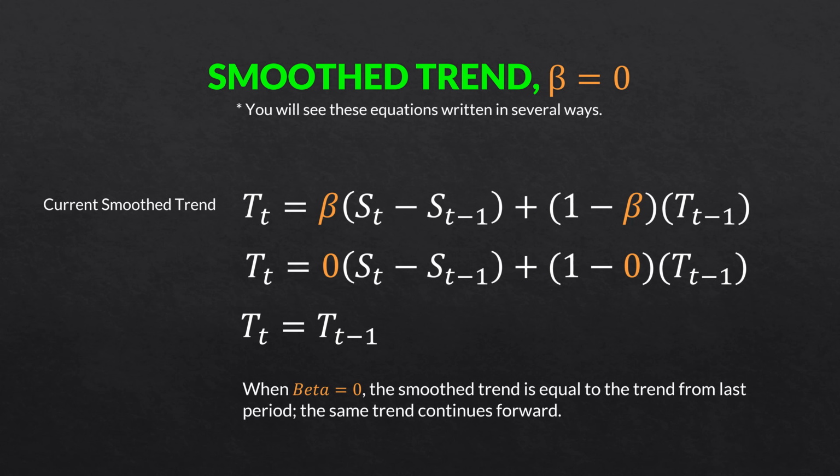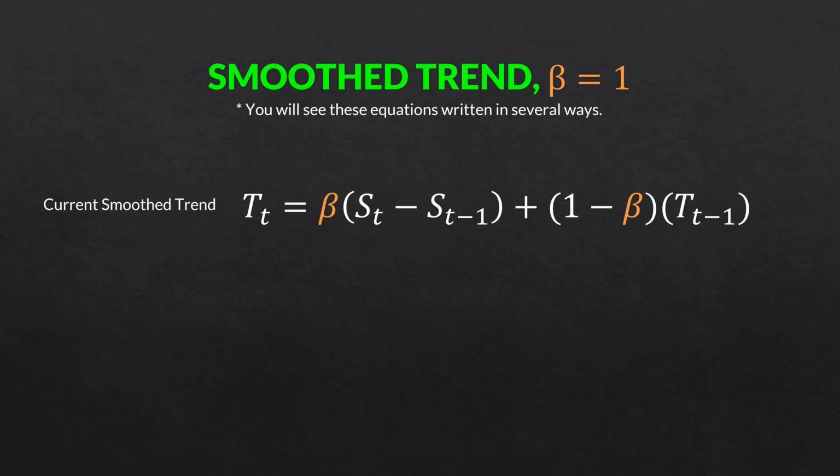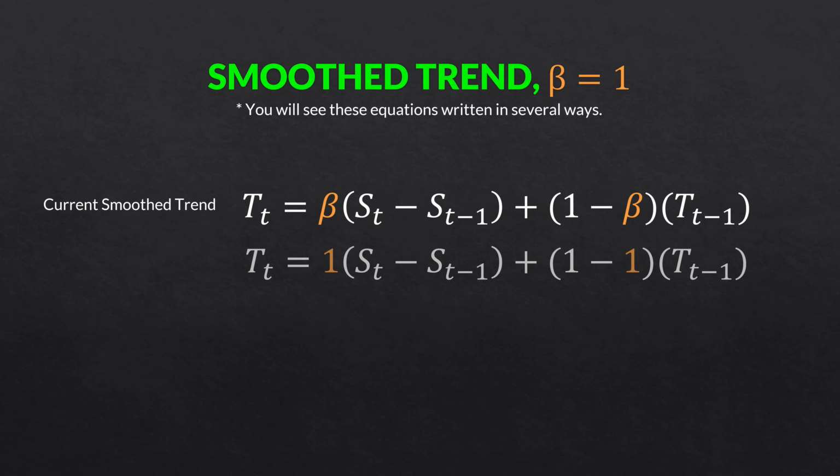It's the same trend that continues forward. So when beta equals 0, we're taking the prior trend and moving that forward in time repeatedly. What about when beta equals 1? Same process, we substitute 1 in for beta. Go ahead and do that math out.